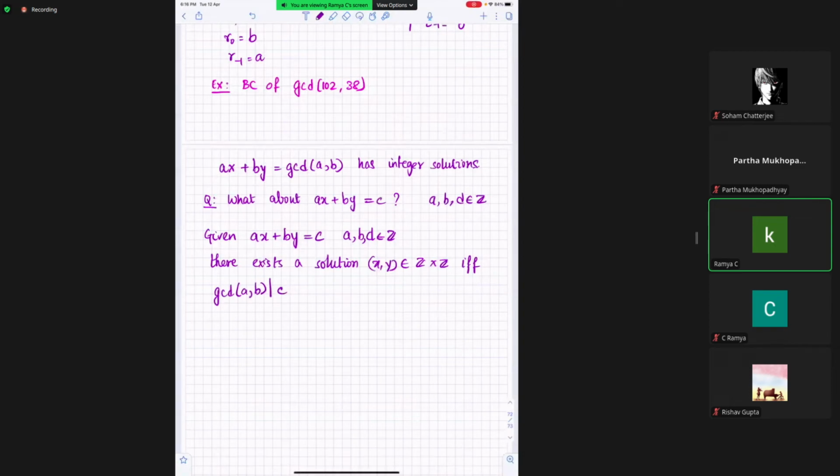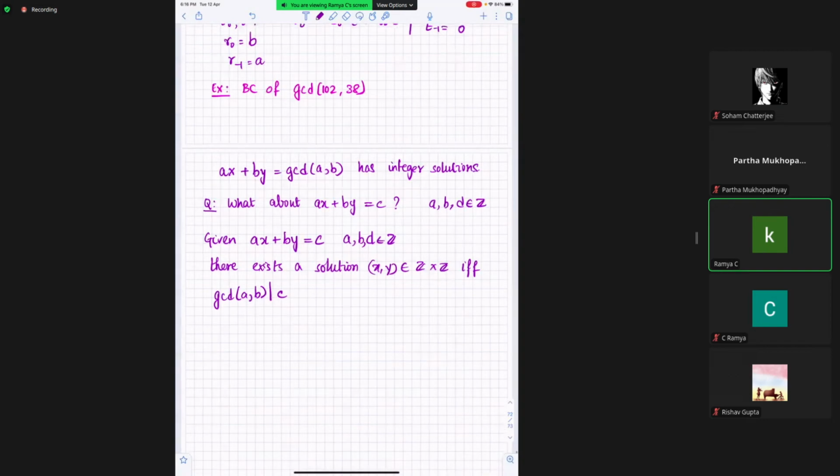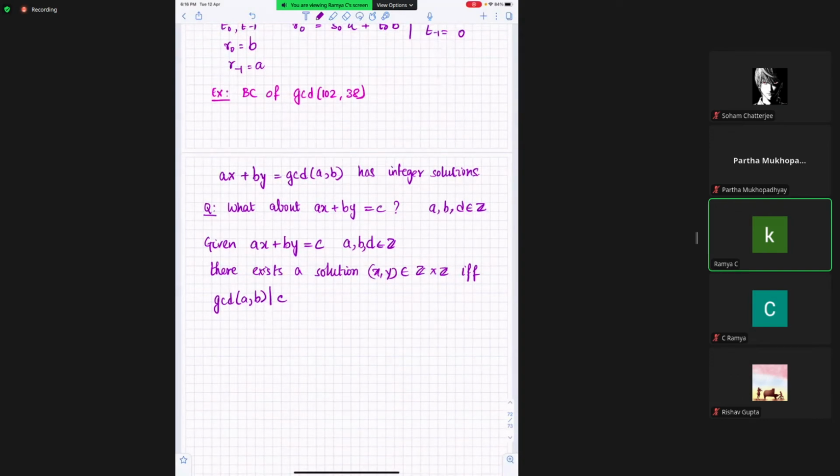So this if and only if is a really strong statement, in the sense that it tells us when or not there will be solutions to given linear equations. For example, if I give you the equation 4x plus 6y is equal to z, what is the condition on z for solutions to exist? It should be exactly that the GCD of 4 and 6, which is 2, divides z.